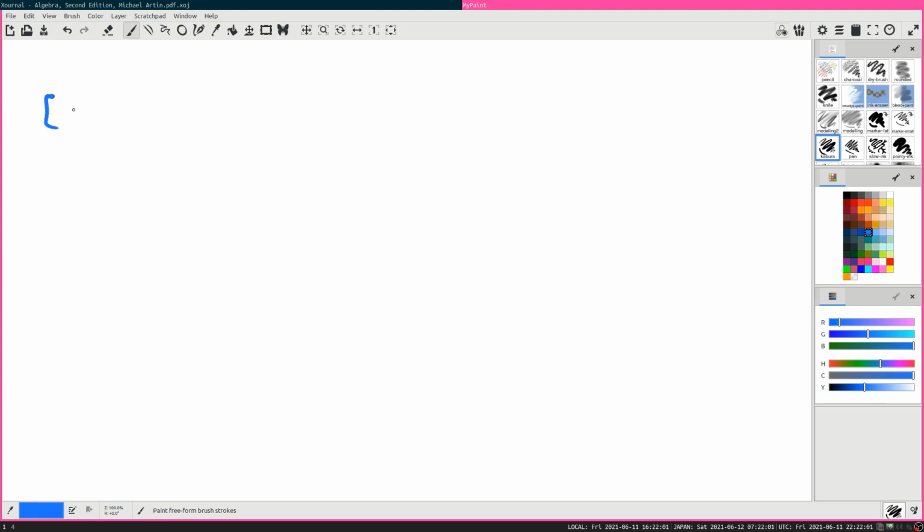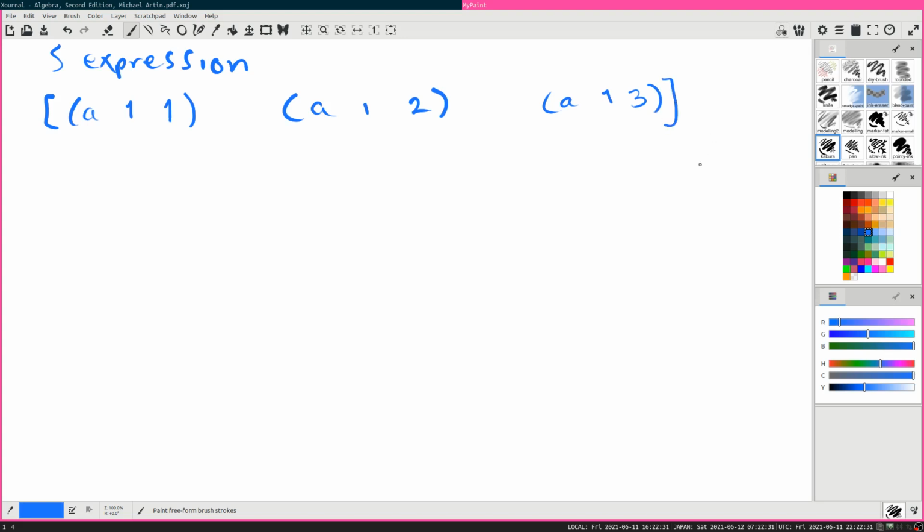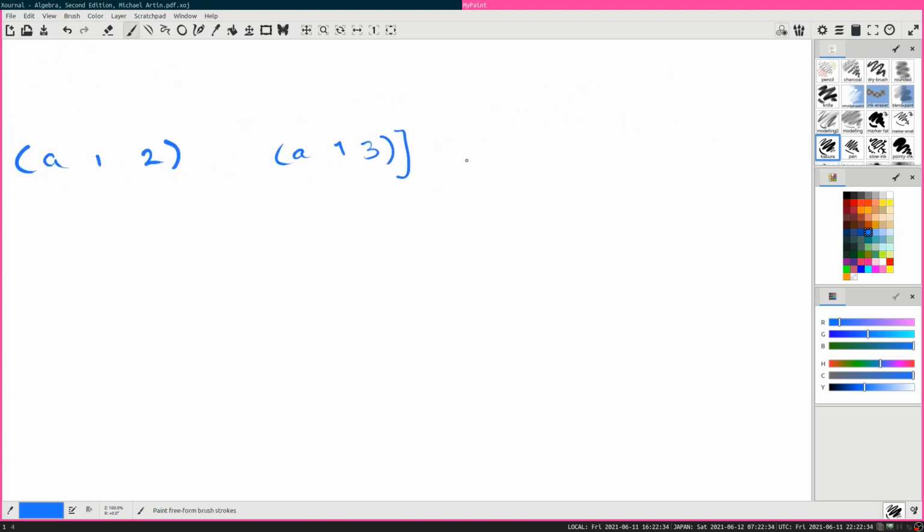So here's the matrix A. A, 1, 1. Okay, so instead of the subscript notation, I'm just writing it using these parentheses, which is called an S expression. A, 1, 2, and A, 1, 3. Okay. Times, and I'm going to write the matrix X here. X, 1, 2, friends.